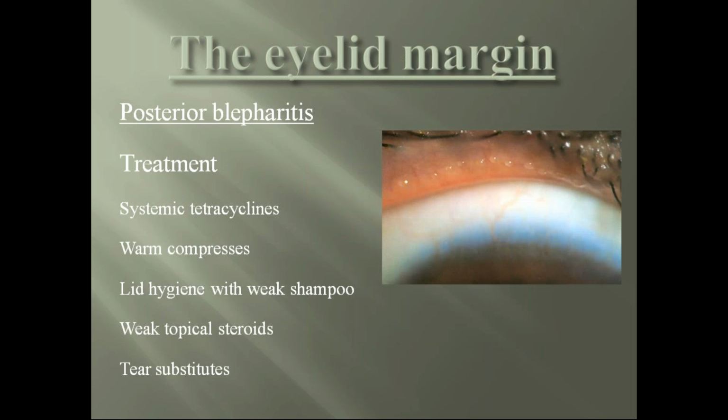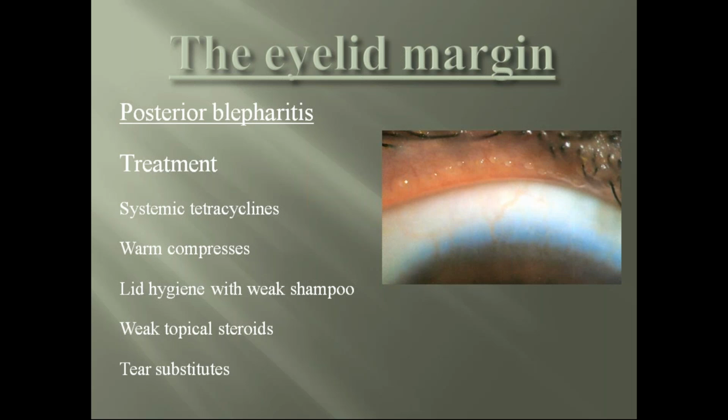The treatment is again the same, because here the oily layer is involved. You give systemic tetracycline if it is chronic, a course over a period of 1 month, and warm compresses, lid hygiene with weak shampoo, weak topical steroids, and tear substitutes. So the treatment is just symptomatic, and treating these lid margin infections takes top priority before taking up a patient for cataract surgery, because these can be the source of infection post-operatively, like post-operative endophthalmitis.